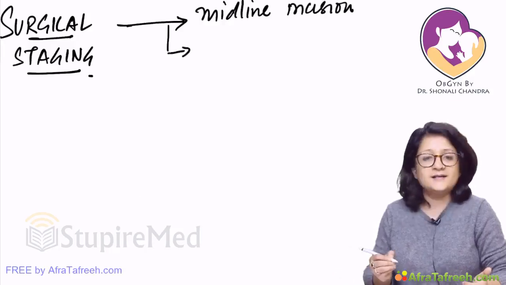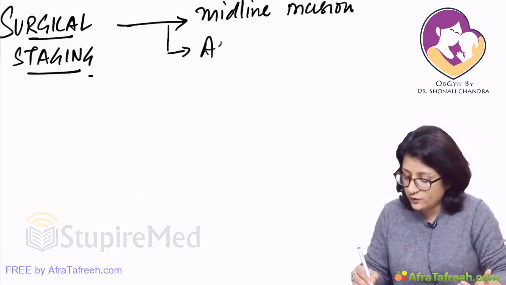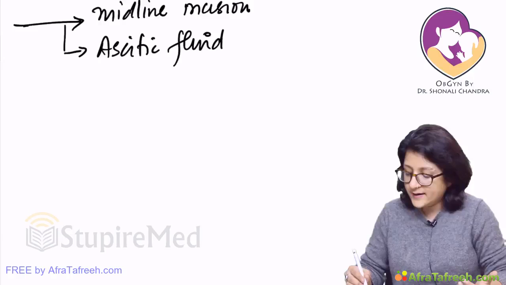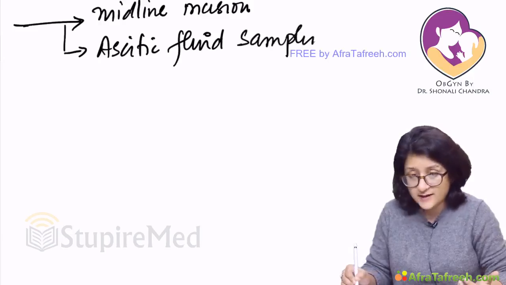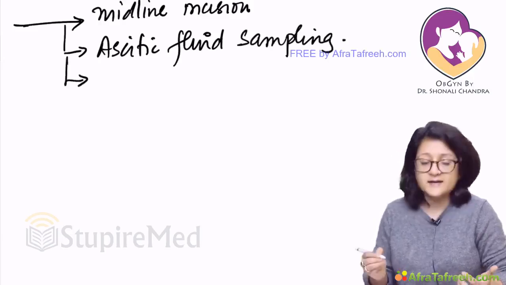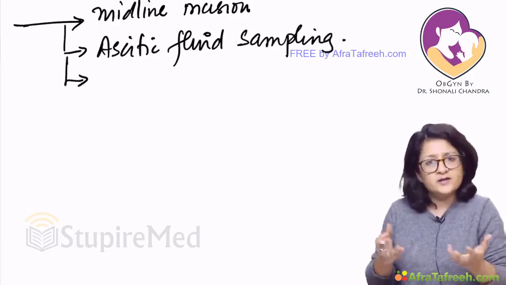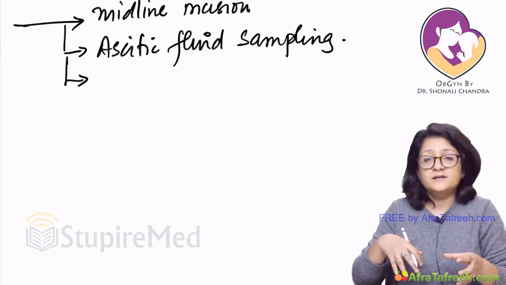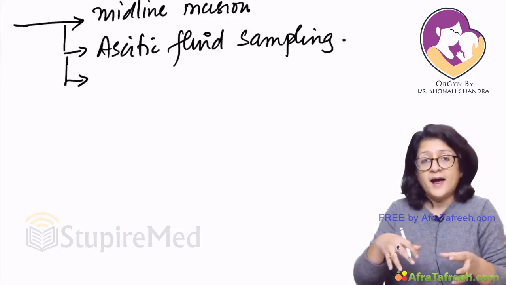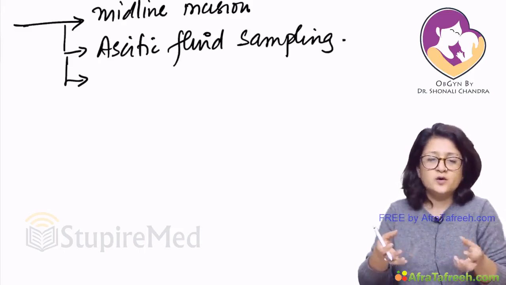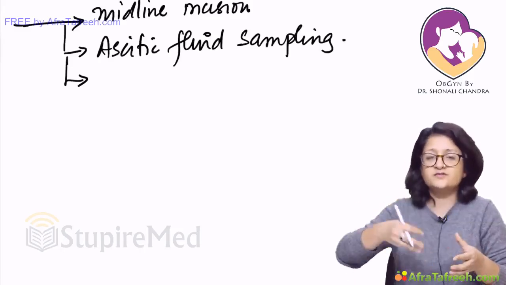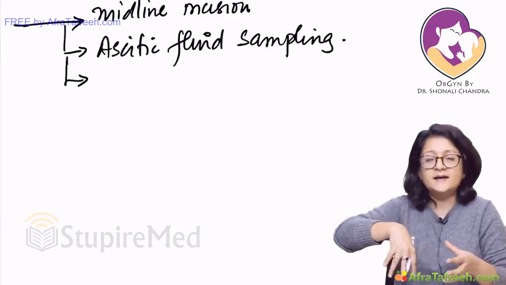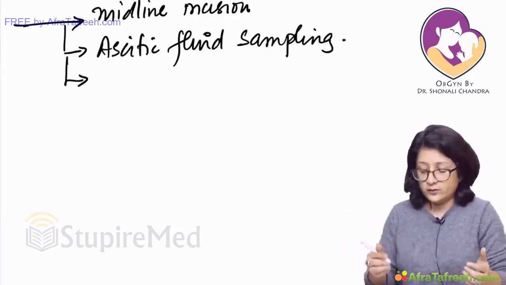Next, if there is ascites, we go for ascitic fluid sampling. That ascitic fluid has to be sent for cytology. If there is no ascites, we still have to take a sample of the peritoneal fluid, and since there is very little fluid, we go for peritoneal washings. We put saline inside the pelvic cavity, wash inside, and whatever comes out is the peritoneal washings.